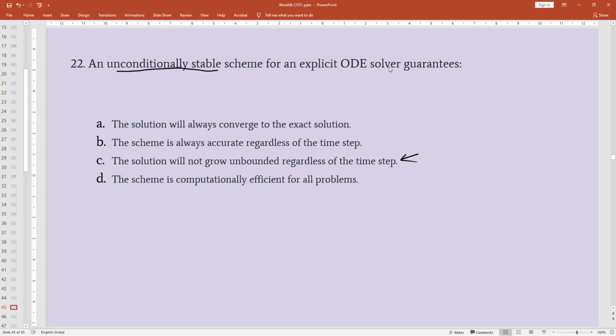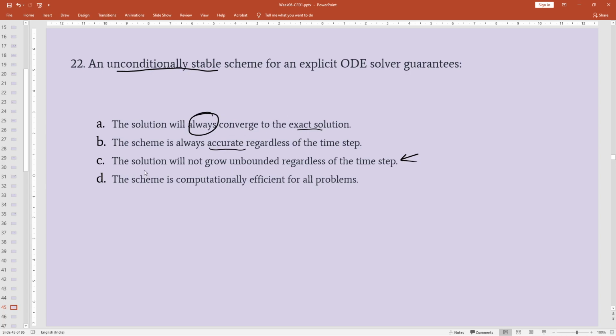If you go through the options, the first option says it will always converge to an exact solution. But convergence is not just about stability, and an unconditionally stable scheme, or any stable scheme, does not guarantee an exact solution. Checking the second, the scheme is always accurate. Again, accuracy is not directly associated with stability.